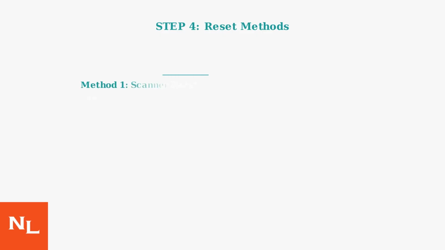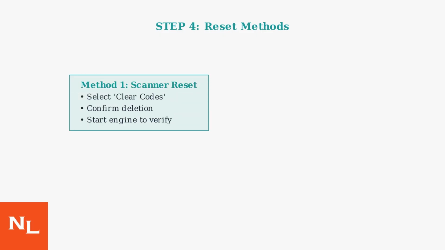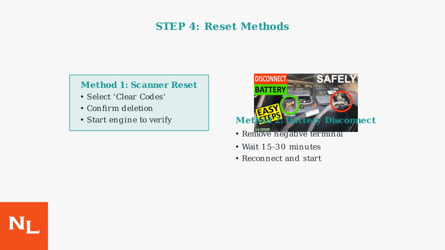There are three main methods to reset the check engine light. The scanner method is most reliable. Simply select Clear Codes or Erase Codes from your scanner menu. The battery disconnect method involves removing the negative terminal for 15 to 30 minutes. This clears all stored codes, but will also reset your radio and clock settings.